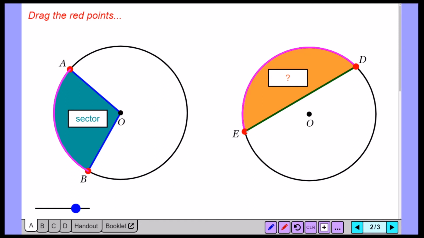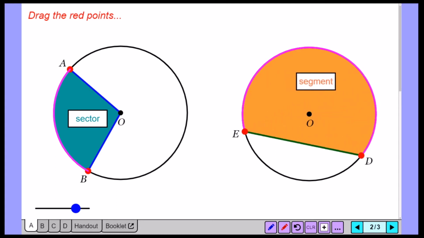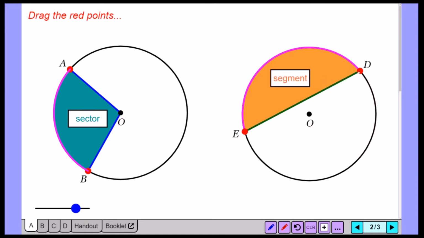Likewise, if I take a chord and an arc, this orange area that is formed between them is called a segment. Again, the smaller part of the circle is called a minor segment, and the larger part is a major segment.